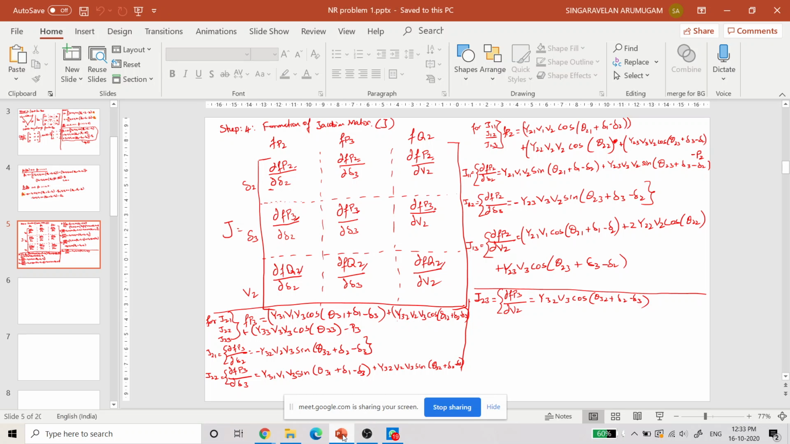So in the last class we stopped at finding the Jacobian matrix element J23, which means second row, third column. Today we will continue with that.